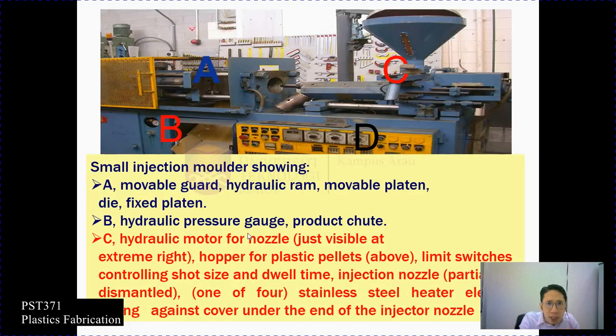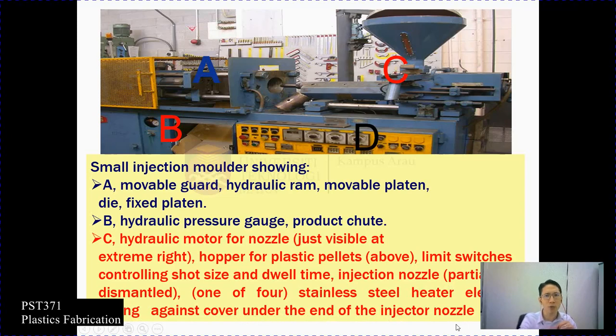This is the illustration of the injection molding machine in our labs. In this small injection molding machine, A is a movable guide, hydraulic ram, movable platen, die, and fixed platen. B is the hydraulic pressure gauge and product ejector, and C is the hydraulic motor for the nozzle, just visible at the extreme right. Then the hopper for plastic pellets, which is above over here, and the limit switch controlling the size and dwell time. Stainless steel heater element leaning against the cover under the end of the injection nozzle.